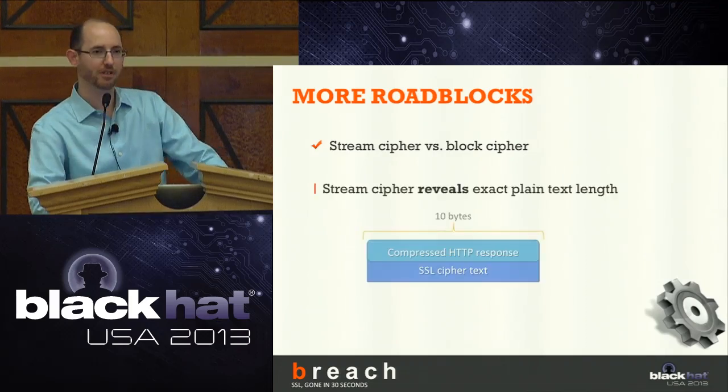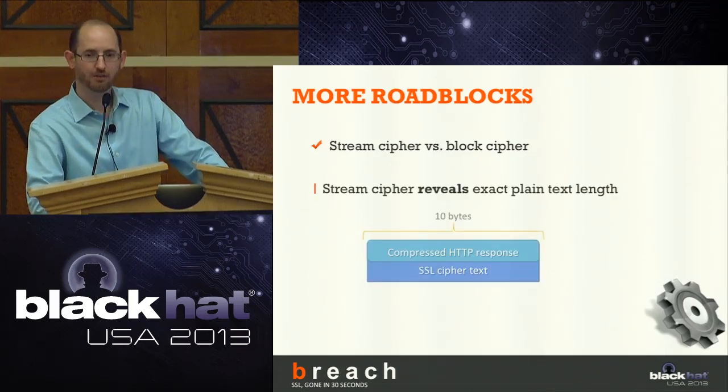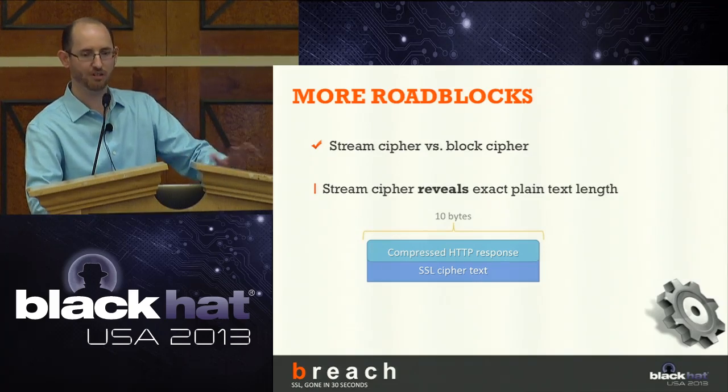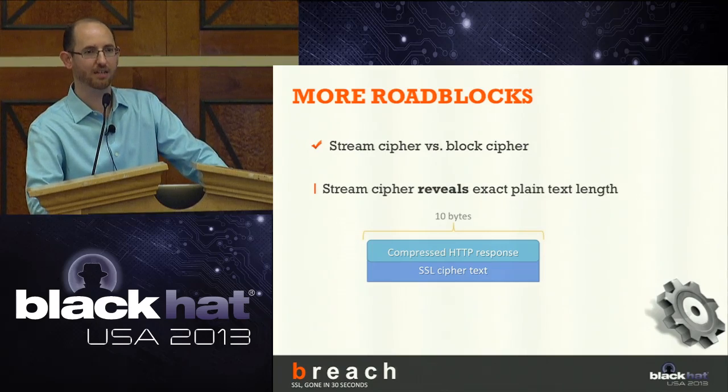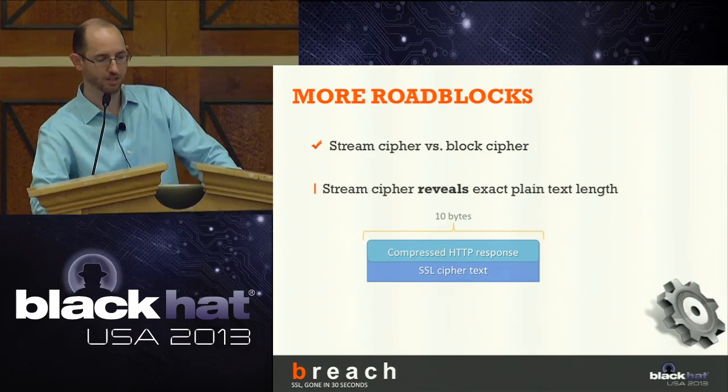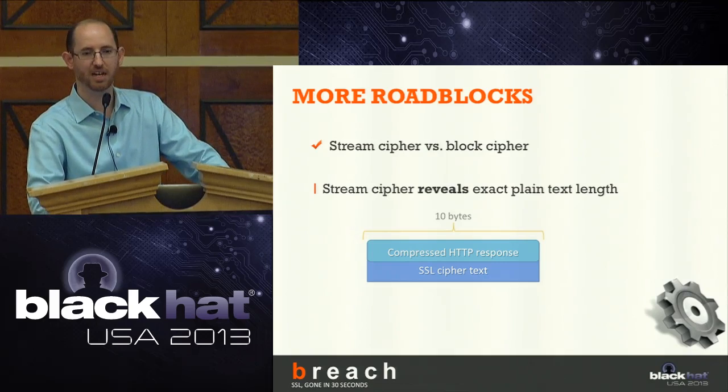In a stream cipher, it's pretty straightforward. A stream cipher will reveal the exact length of the clear text. So if you have 10 bytes in HTTP, let's assume it's compressed or not, it doesn't matter, that 10 bytes of clear text will be exactly 10 bytes of ciphertext. So then if your Oracle looks at the size, it knows exactly what the length of your clear text was.